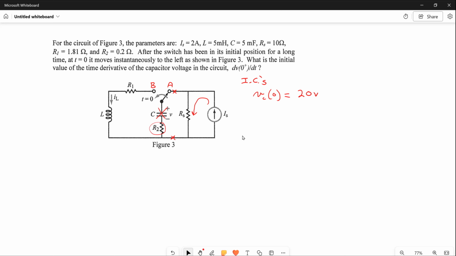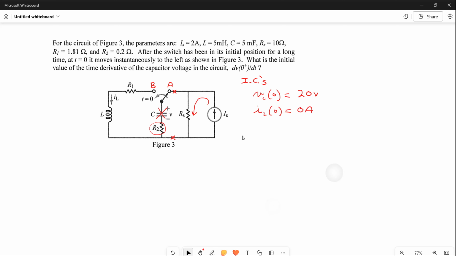Now you want to take a look at the current in the inductor at 0. Well, it's in position A. It's a source-free circuit. It's an open circuit. So the current is 0 amps in the inductor. There are your initial conditions that are very important.